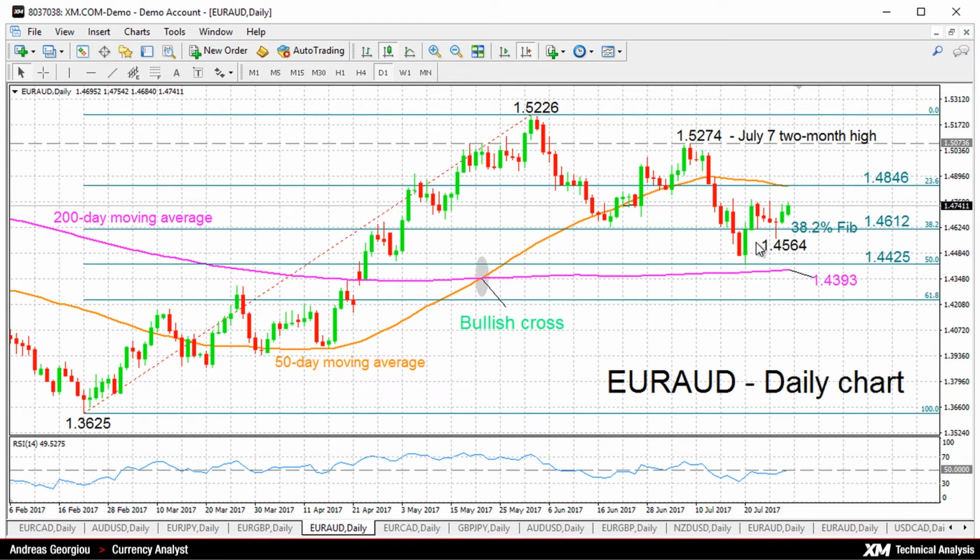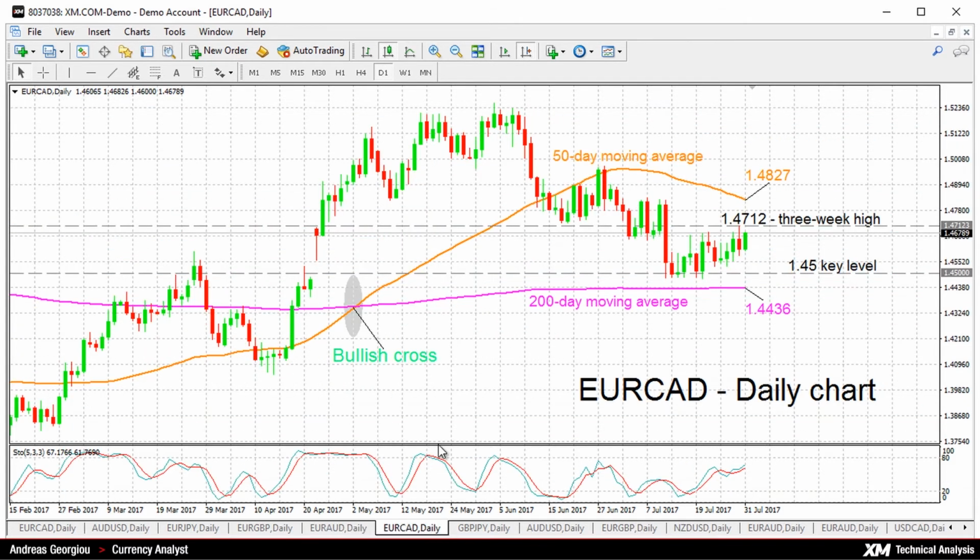Another support area could come from the 50% Fibonacci retracement level and 200-day moving average line ranging from 1.4425 to 1.4393. Turning to the medium-term picture, it is predominantly bullish given the overall uptrend since the start of the year, and the pair also recorded a bullish cross in late May when the 50-day moving average line moved above the 200-day one.